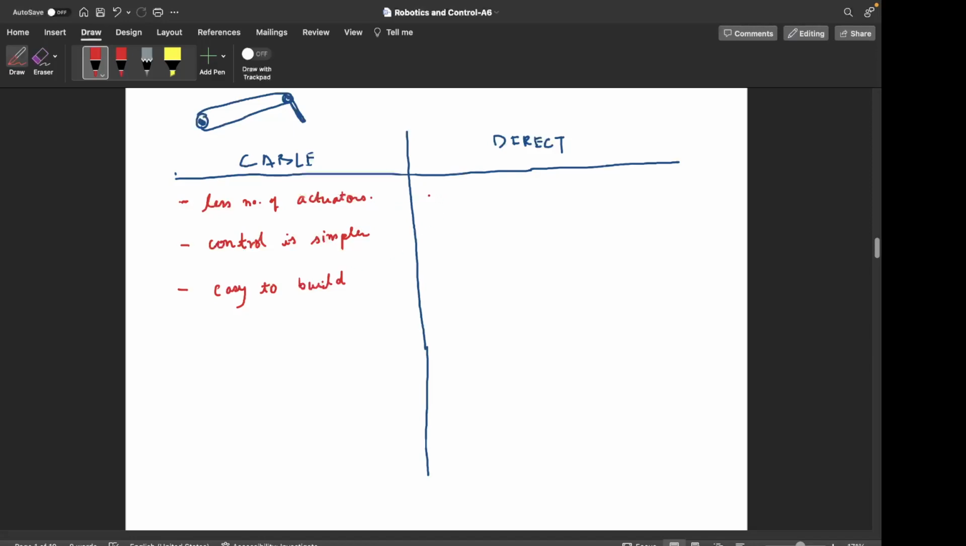So obviously in direct drive there would be more actuators. Generally it would be equal to the number of links that we are actuating. So let's say there are three links, so there would be three actuators, one at each joint. So more actuators, and this in turn makes the control more complicated.